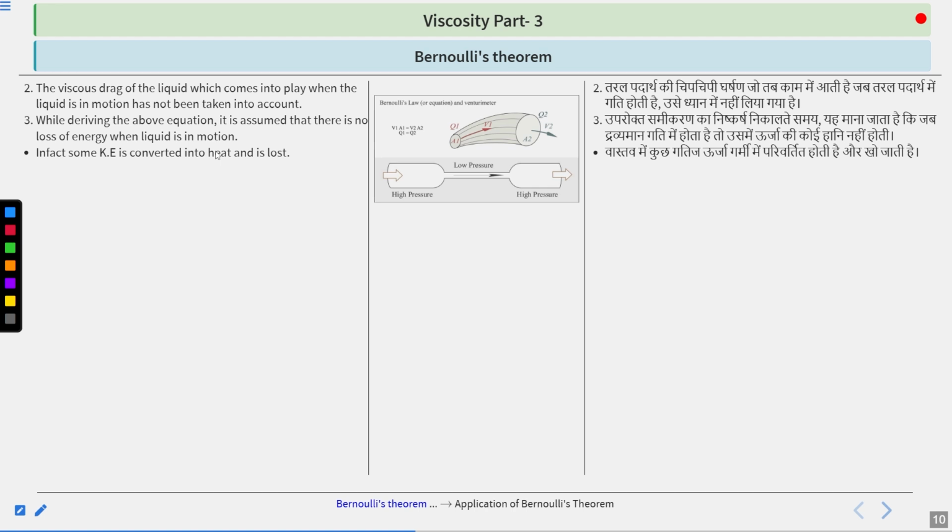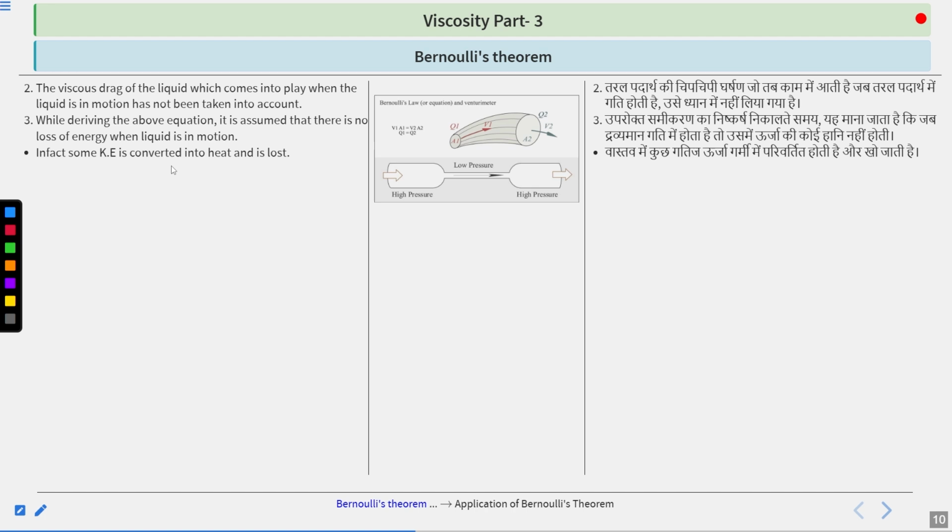And when there are two opposite forces acting, one force is pushing the liquid in motion and one force is dragging it back. So viscous drag actually results in kinetic energy being converted into heat and lost. In Bernoulli's theorem, we are saying that the pressure energy, potential energy and kinetic energy sum will remain the same. There will be no loss of energy.